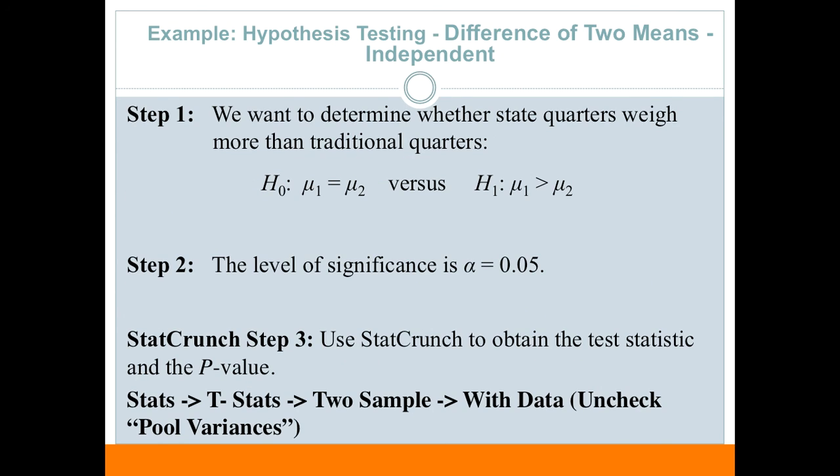So what we're going to do is set up our null hypothesis that says that mu1 equals mu2. So we were working under the assumption that the means are the same. And our alternative hypothesis is going to be that mu1 is greater than mu2: state quarters weigh more than traditional. And we're going to use a 0.05 level of significance.